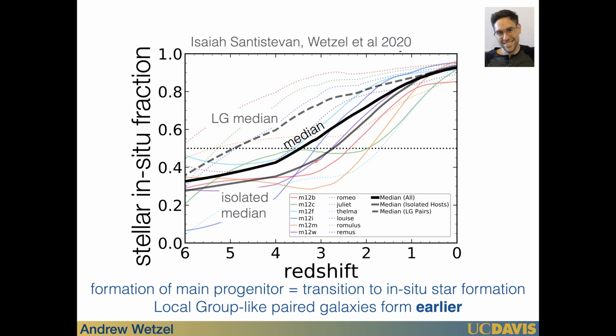So I think this is one area where it probably does matter from a galactic archaeology point of view that we live in a local group, at least from our simulation so far, with limited statistics. But it does seem like that would lead us to believe that the Milky Way and M31 would have formed their stars in their main progenitors sooner than a typical Milky Way mass galaxy in the universe.